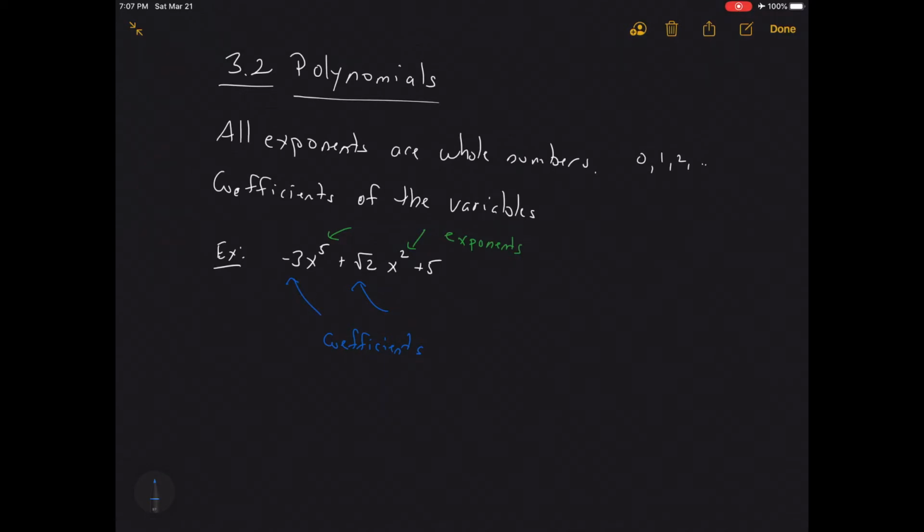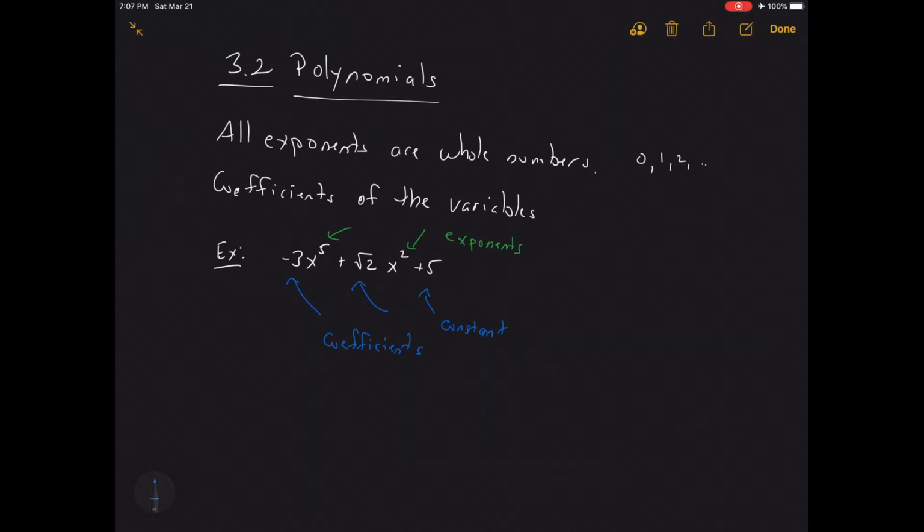Technically, this 5 out here is also a coefficient, but there's really no variable that it's being multiplied by. That's because it's technically x to the 0, but we don't write x to the 0 because that's actually just 1, so that's not something that is written there. But technically 5 is also a coefficient, but more than likely we're just going to call that the constant because there really is no variable that's being multiplied times. That's the constant.